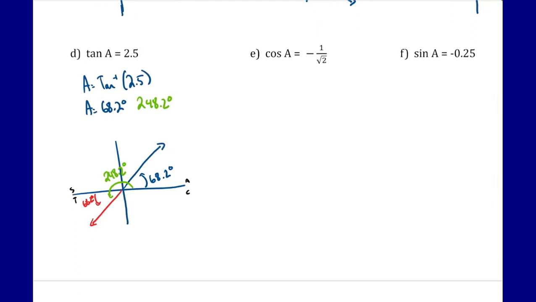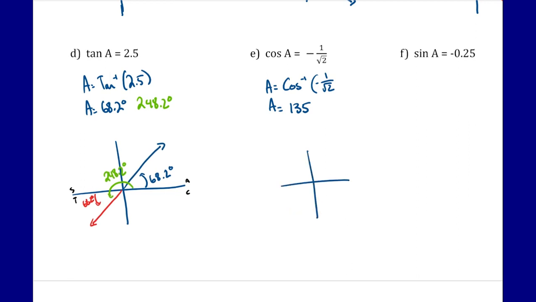Cosine A is negative 1 over root 2. This one is going to be a little bit trickier because we have that negative in there. But again, we want to find out what A is, so we're going to do the inverse cosine of negative 1 over root 2. We get that A is equal to 135, roughly. Or maybe exactly 135.